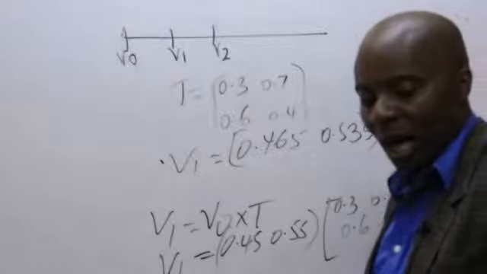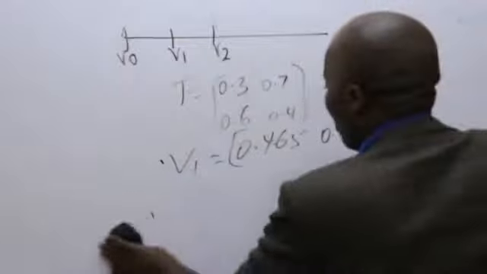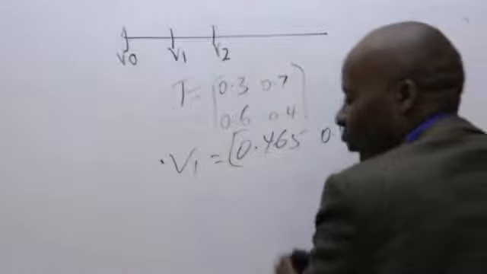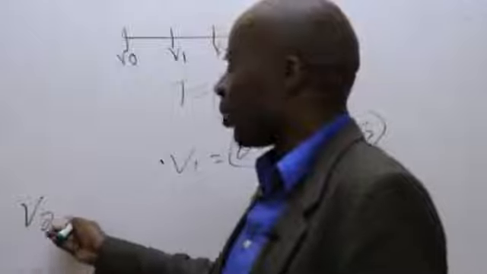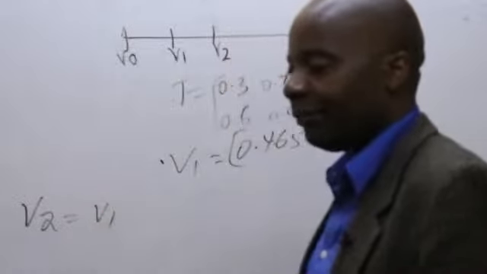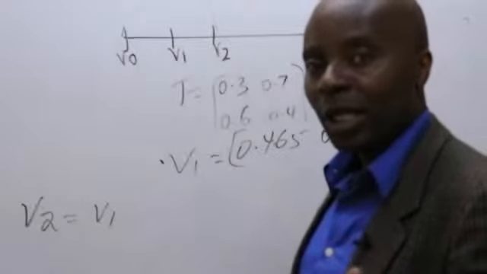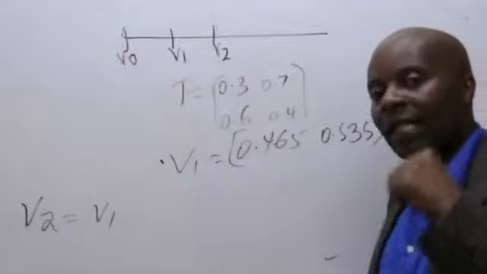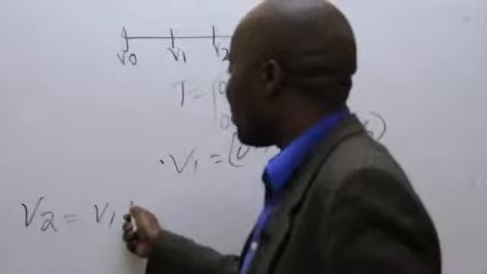That's vector 1. Now, having gotten vector 1, we can very easily and comfortably go to vector 2. How do we get vector 2? Vector 2 can only be born from vector 1. So what we need to do is take vector 1 times T, the transitioning factor, so times T like that.